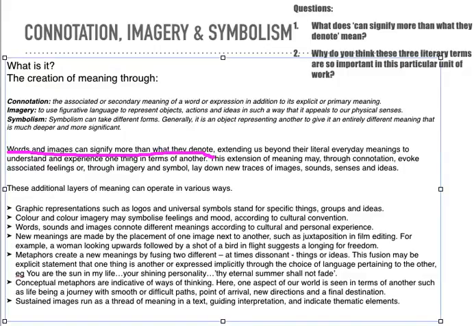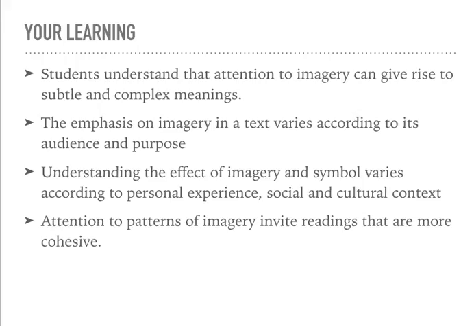And then number 2 says, why do you think these 3 literary terms are so important in this particular unit of work? Of this concept, you're going to understand that attention to imagery can give rise to subtle and complex meanings. The emphasis on imagery in a text varies according to its audience and its purpose. Understanding the effect of imagery and symbol varies according to personal experience, social and cultural context, and attention to patterns of imagery invites readings that are more cohesive. Let's move on to the last 2 slides, actually.